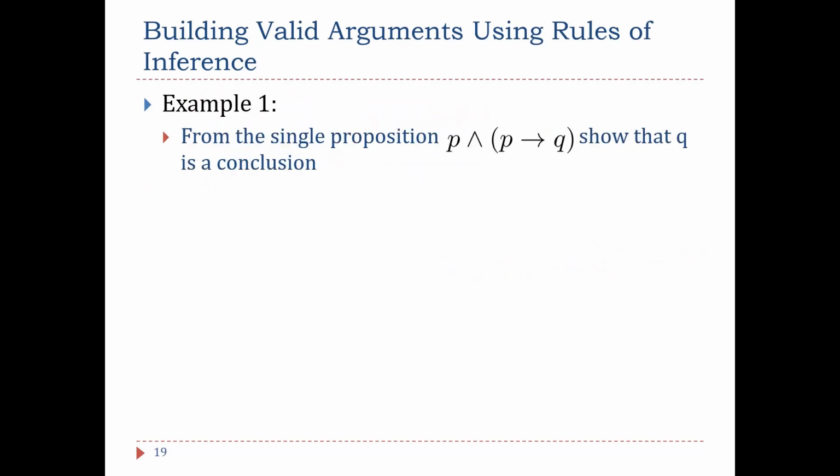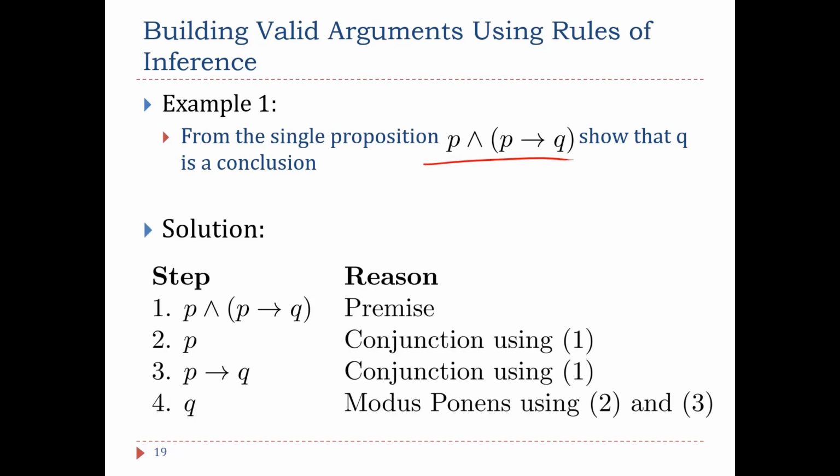An example here is when you have P and P implies Q, then you can show that Q is a conclusion. To do so, we can start from this premise. We can also use the conjunction simplification inference rule to conclude P from P and P implies Q. And we can also apply it to get P implies Q alone. And now we are ready to apply modus ponens syntactically and just conclude Q.